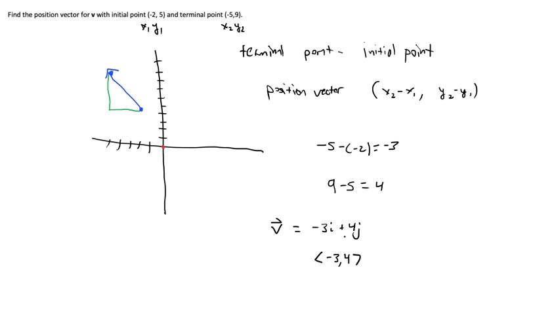Remember what this means though, right? It means that from the initial point, we go to the left 3 units, then we go up 4 units, and there we go, right?